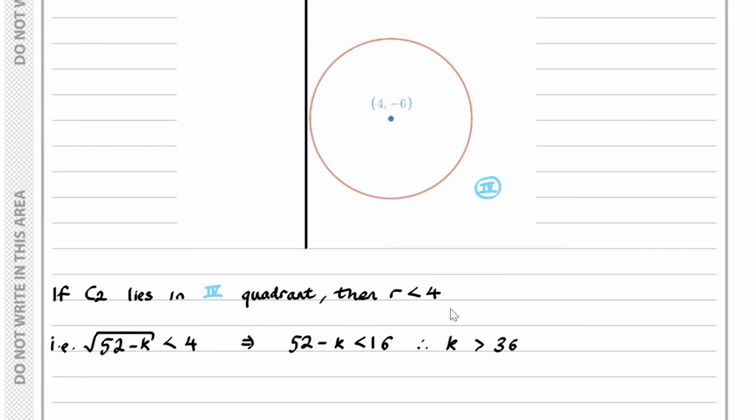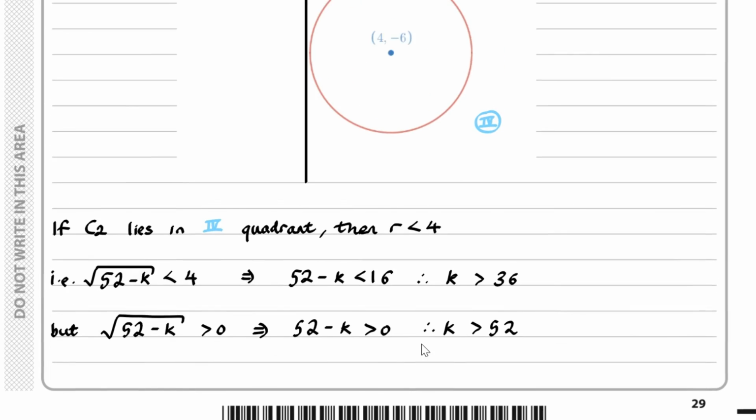And we also know that the radius must be greater than 0. So we've got the square root of 52 minus k, which must be greater than 0, which implies that 52 minus k is greater than 0. In other words, k is less than 52. Okay? So, having said that, we can therefore conclude that the range of values of k is 36 less than k, which is less than 52.